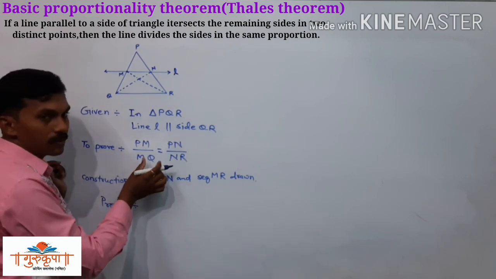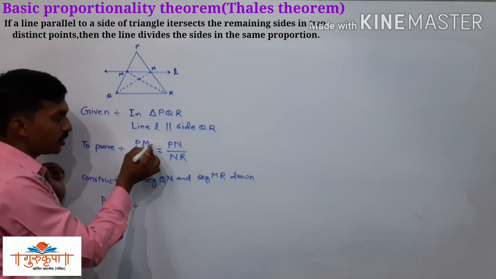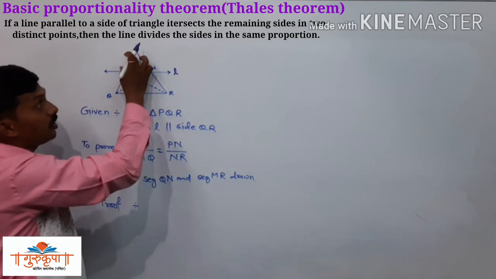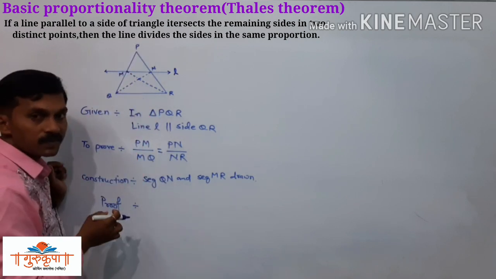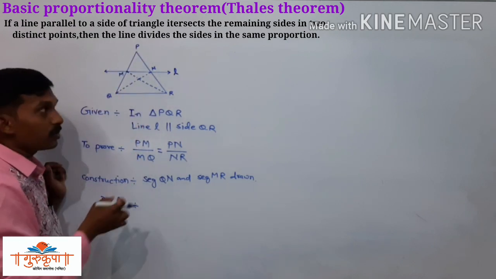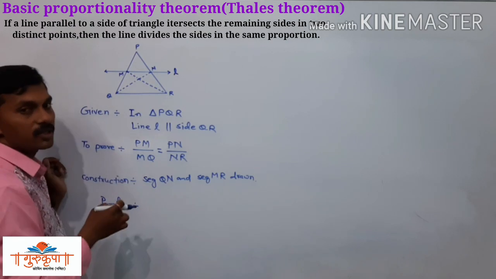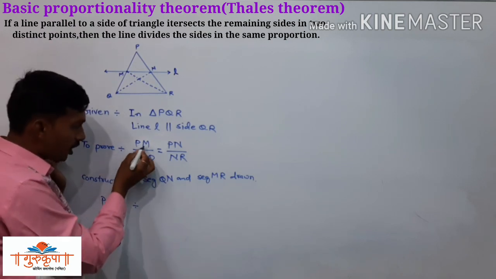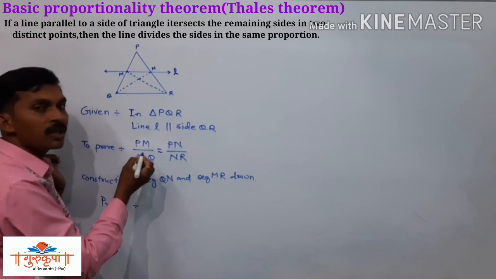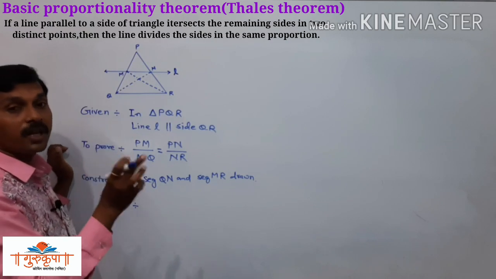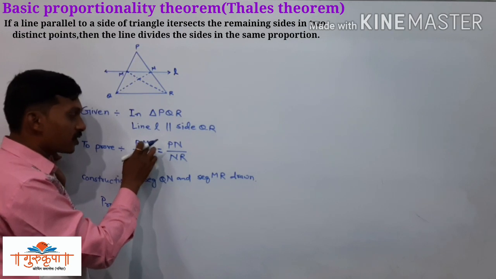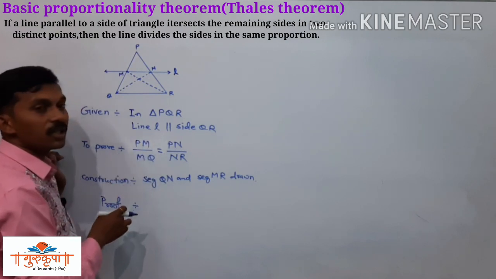See the first ratio, the proof. What we have to prove? See the LHS of the proof, that is PM upon QM. Now see this PM and this is QM. These are the two parts of the segment PQ. So here we have to get the two triangles. Here we have to select the two triangles such that the base of the first triangle is PM and the base of the another triangle is QM.